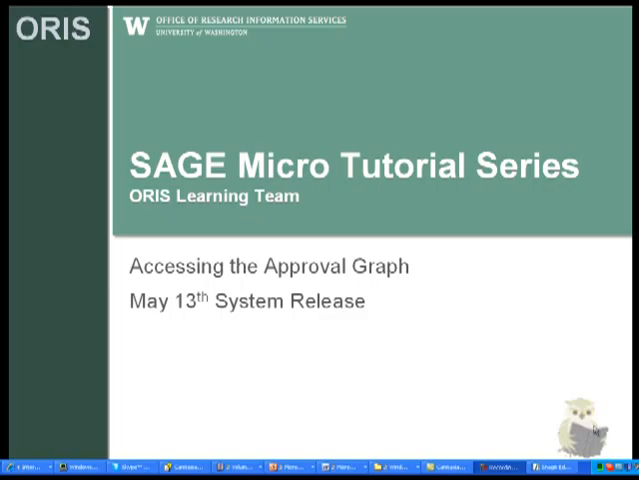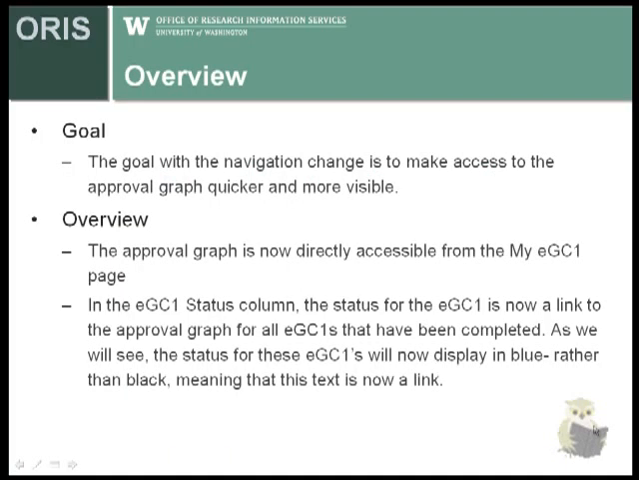This brief video will show you the new way to access the approval graph from the EGC1 task list that was part of the May 13th release. The goal with the navigation change is to make access to the approval graph quicker and more visible.